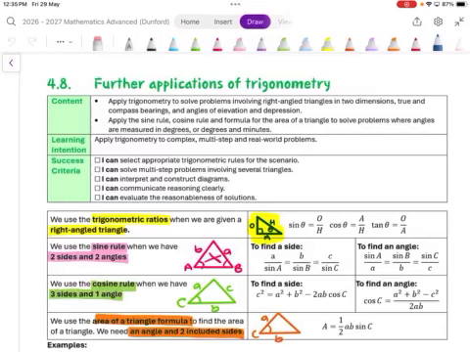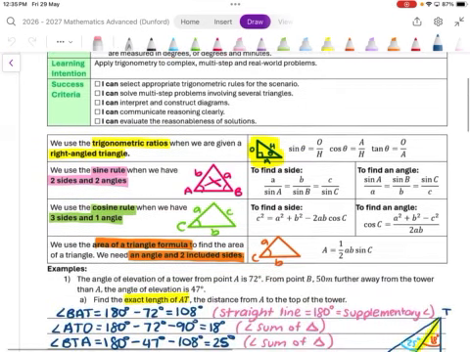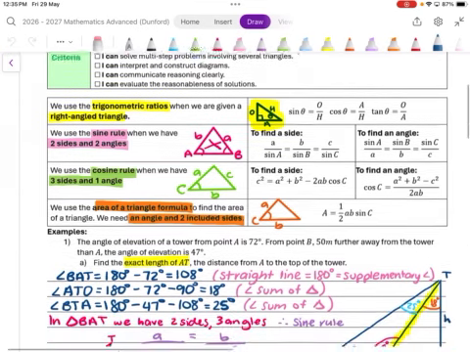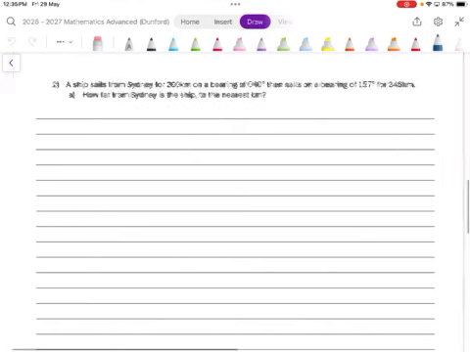Applications of trig like we did yesterday. So we talked about when we have a right angle, we use right angle trig, our SOHCAHTOA. When we have two sides and an angle, we use our sine rule. When we have three sides and one angle, we use cosine. And when we're asked to find the area of a triangle formula, we have an angle and two included sides. We also looked at this example, but today we're focusing on bearings.